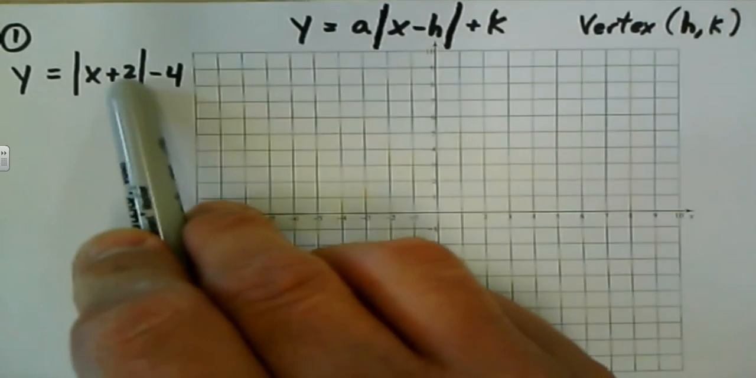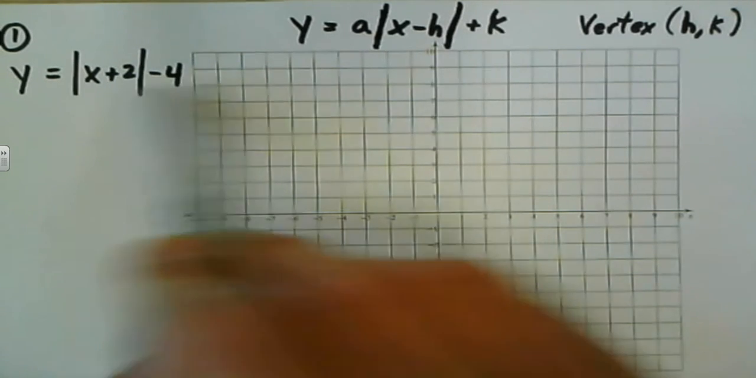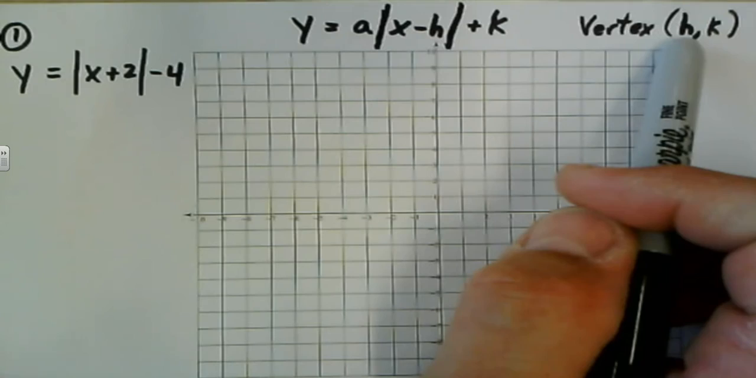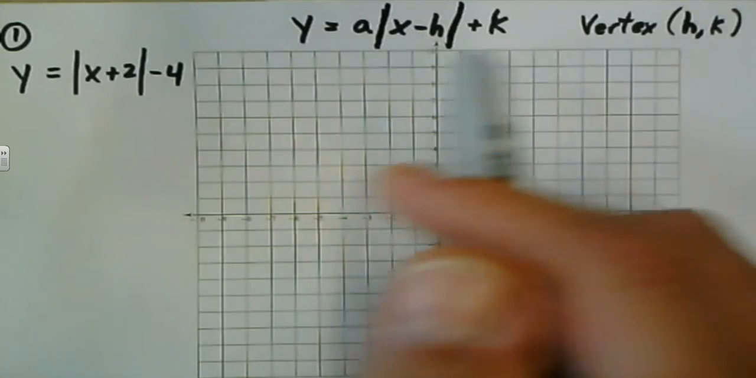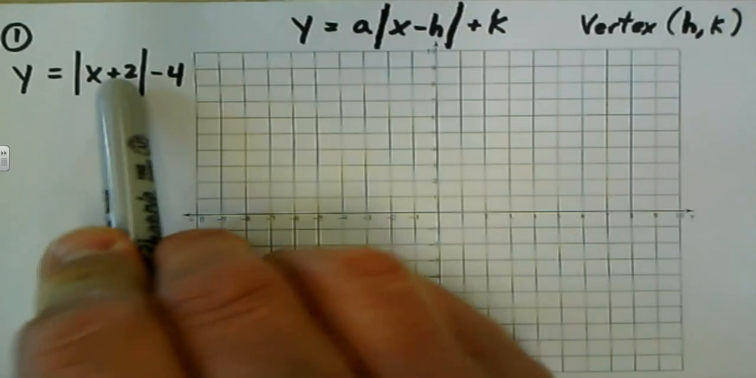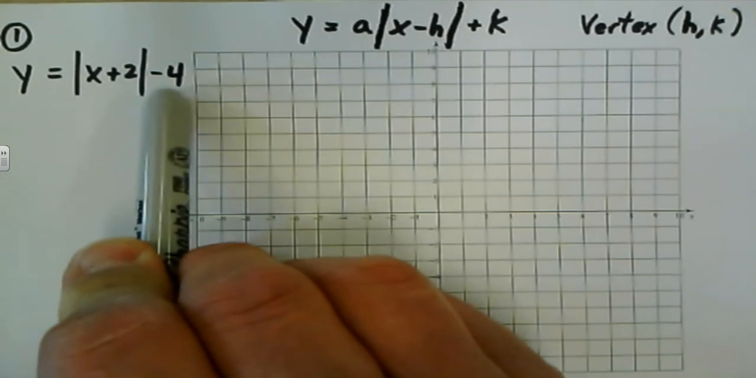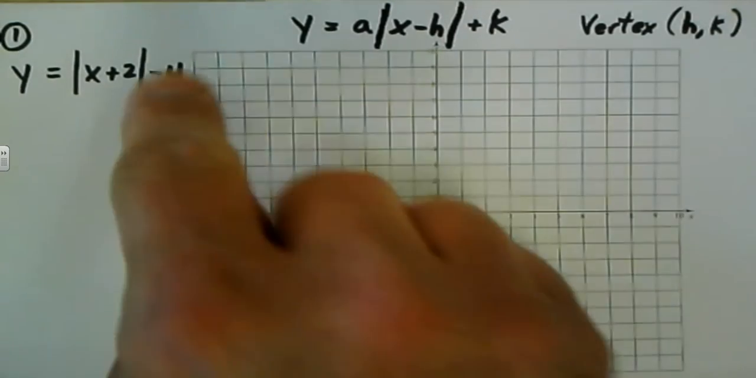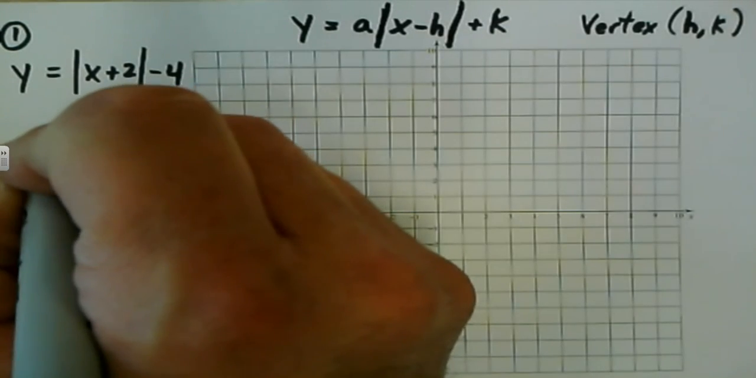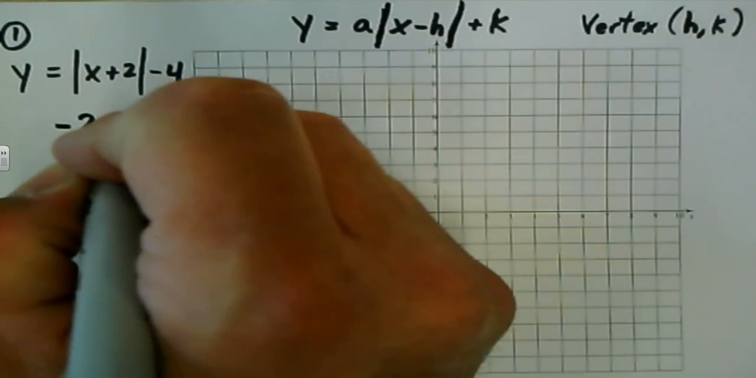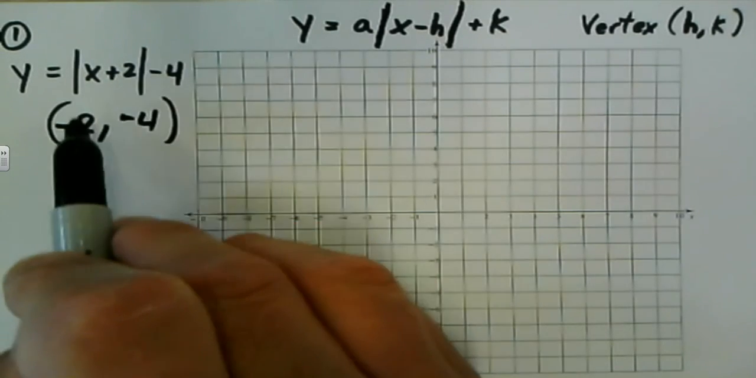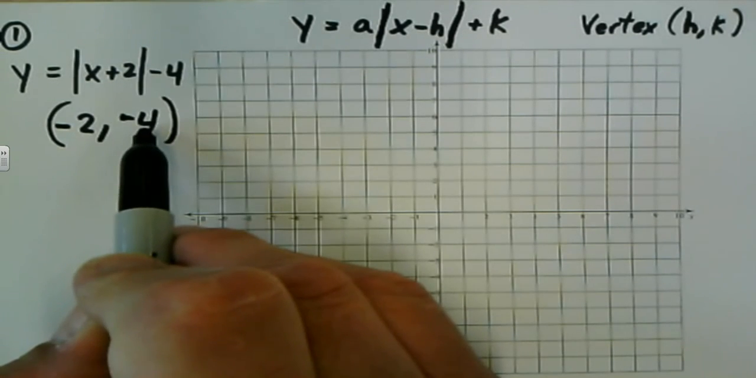So if this were 2 like it is, then the answer for that would be what? H would be what? 2 or negative 2. Note that the K is what it is. So it's the opposite of the inside and keep the outside of it. So the vertex, what we're looking for here, is negative 2, negative 4. We did the opposite of the H and kept the K.